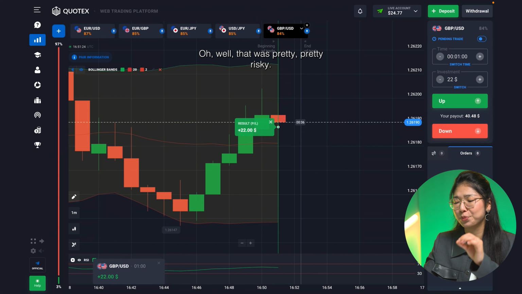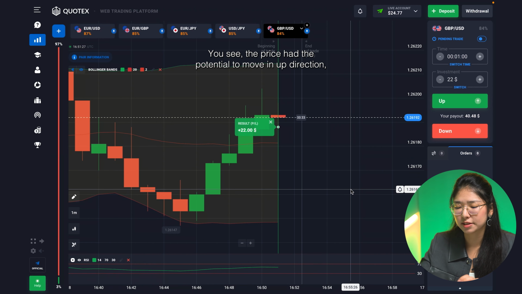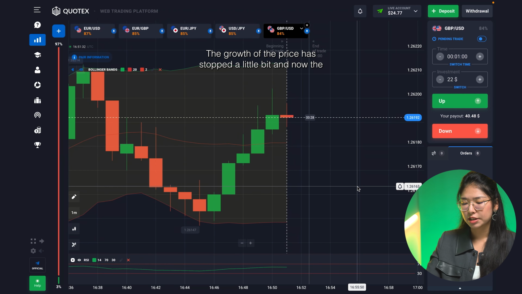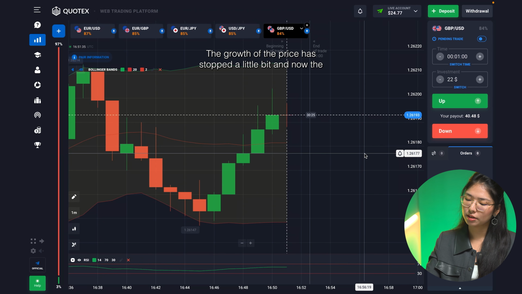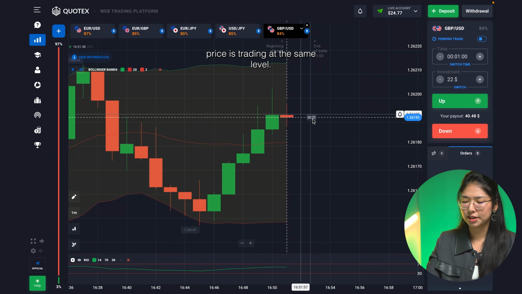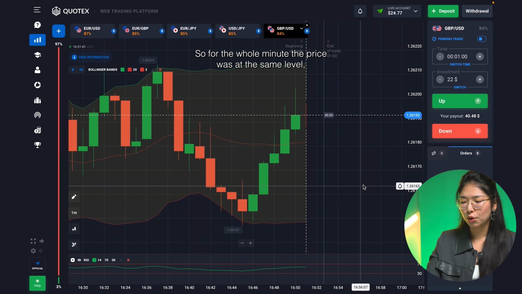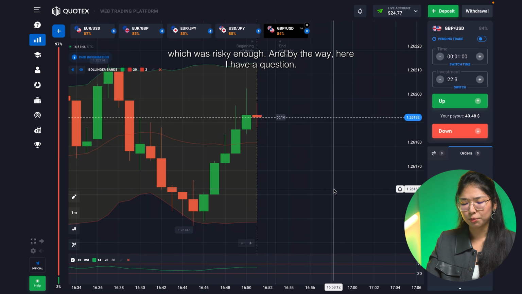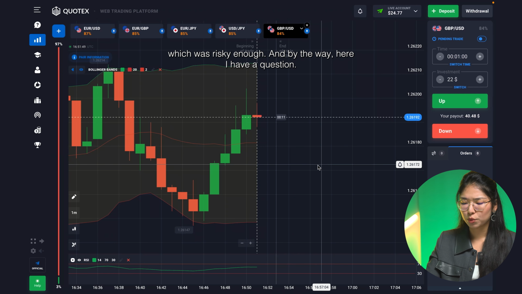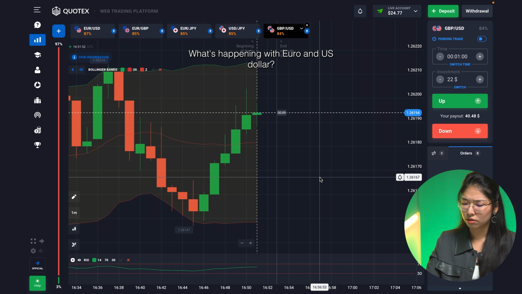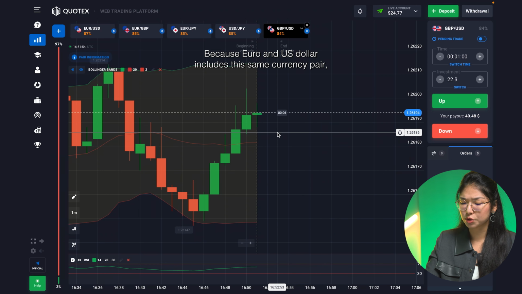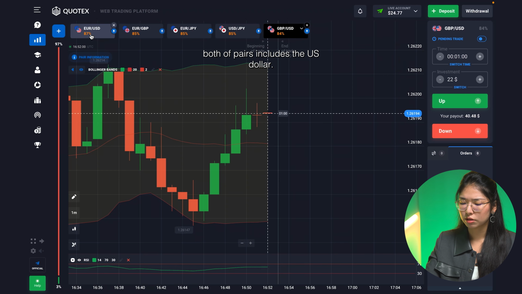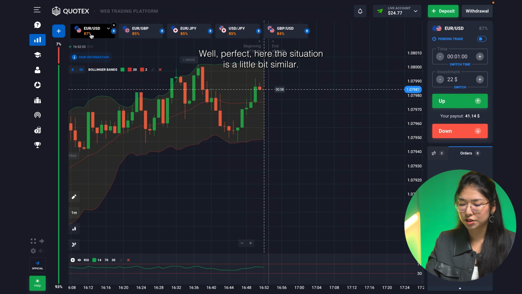Oh well, that was pretty risky. You see, the price had the potential to move in up direction, but now the graph of the price has stopped a little bit, and now the price is trading at the same level. For the whole minute the price was at the same level, which was risky enough. And by the way, here I have a question. What's happening with euro and US dollar? Because both pairs include the US dollar. Well, perfect. Here the situation is a little bit similar.